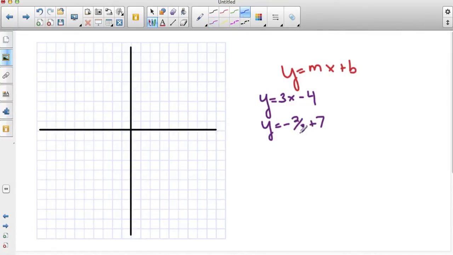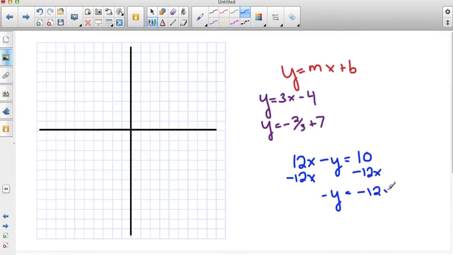These next two, you'll have to rework to get the y by itself. How about we do 12x minus y equals, let's say, 10. In order to change this into slope-intercept form, we'd have to get the y by itself. So let's subtract 12x. Now I have negative y equals, I'm going to put the 12x first, just to get the x in front of the unit, negative 12x plus 10. I still have a negative y.